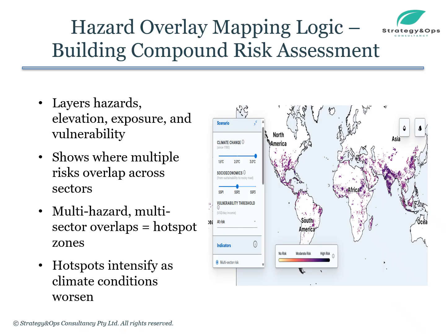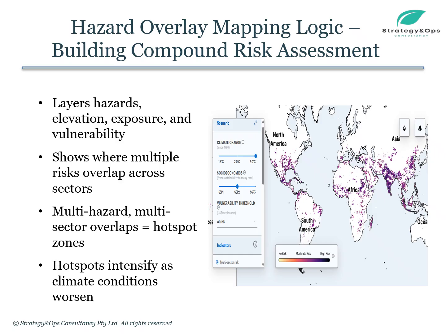Hotspot identification follows a simple, structured method. Each data layer, hazards, elevation, exposure, and vulnerability, is scored for severity. When high scores stack in the same place, a hotspot emerges. There are 4 clear steps.